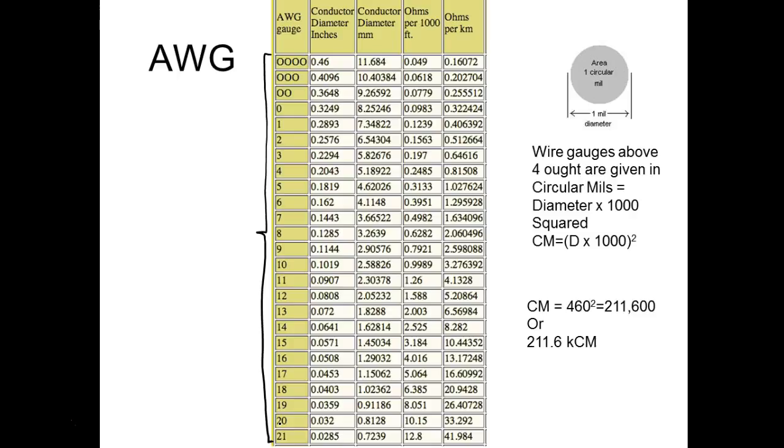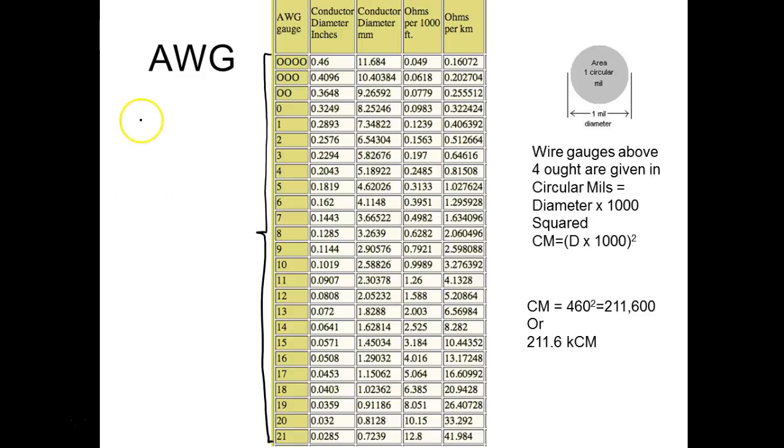But we also come over here and look at this column right here. What's this say here? It's the resistance value at 1,000 feet. Now, unfortunately, they don't show it in this table.